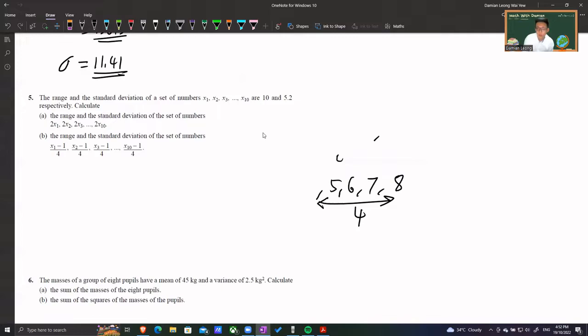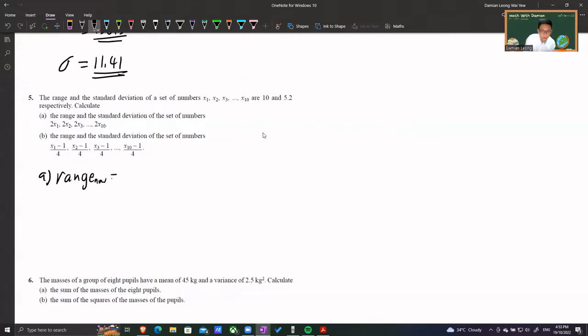So if we look at part A, range and standard deviation of this new set of numbers, 2x1, 2x2, means each of the values I times 2. So the range and standard deviation will also times 2. 2 times 10, 20. And the new standard deviation, 2 times 5.2, 10.4. Yeah. For B, again, plus minus will not affect it.